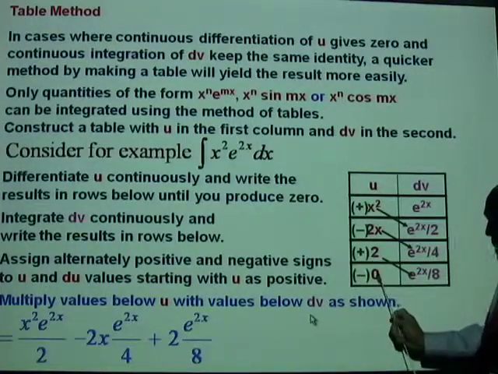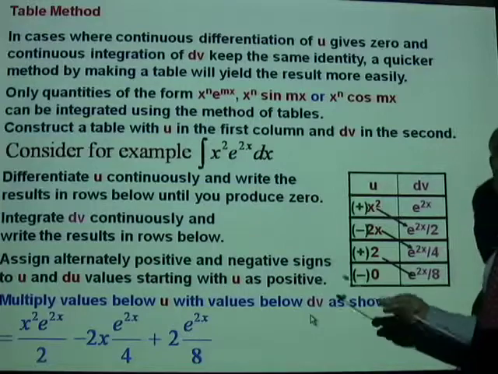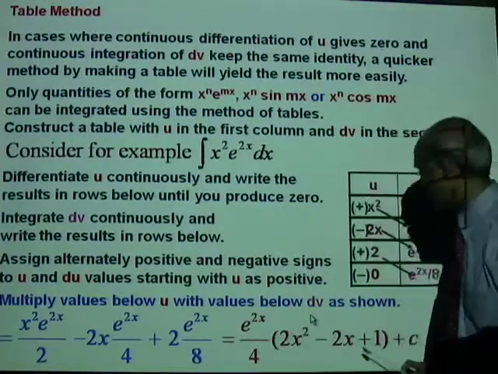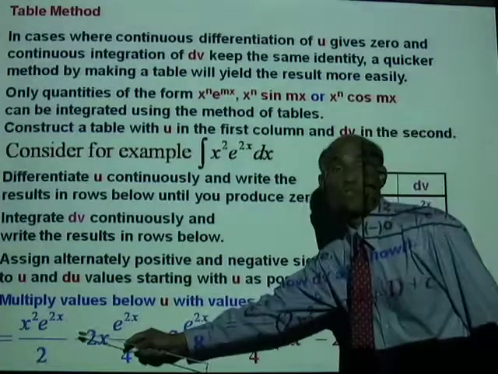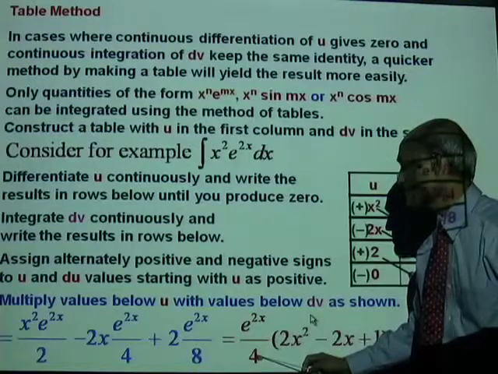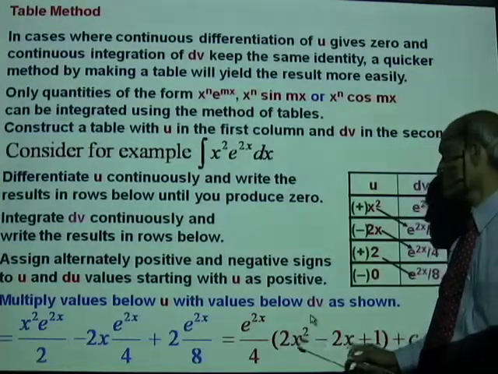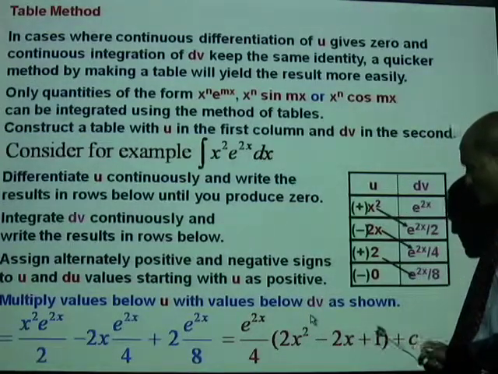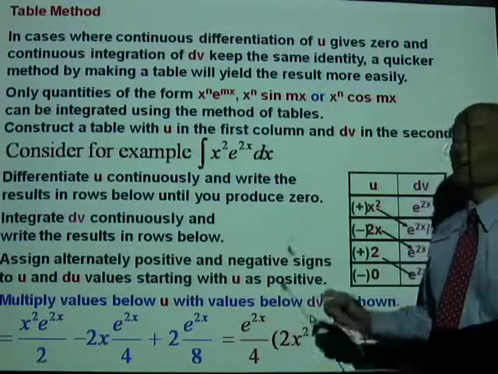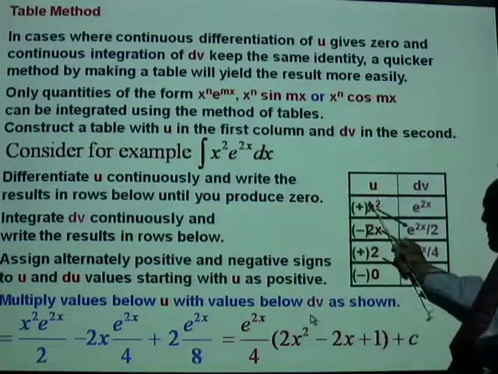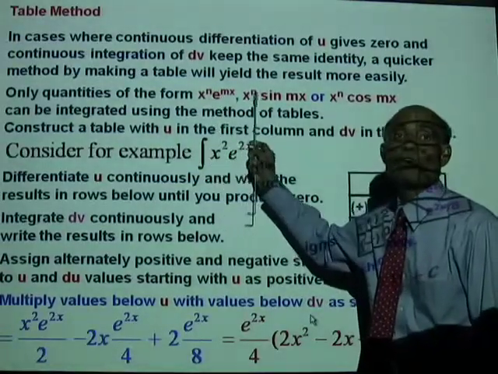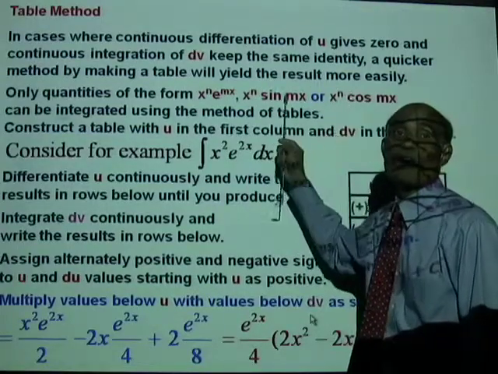And we have done, because if you now multiply with 0, that will be 0. So that is the end, and then you have a C. And this, we simplified and got e to the power of 2x divided by 4 times 2x squared minus 2x plus 1, plus c. This is the one we did earlier. Alright, so practice this table method. It's a very simple method, but it can be applied only for integration forms of this type.